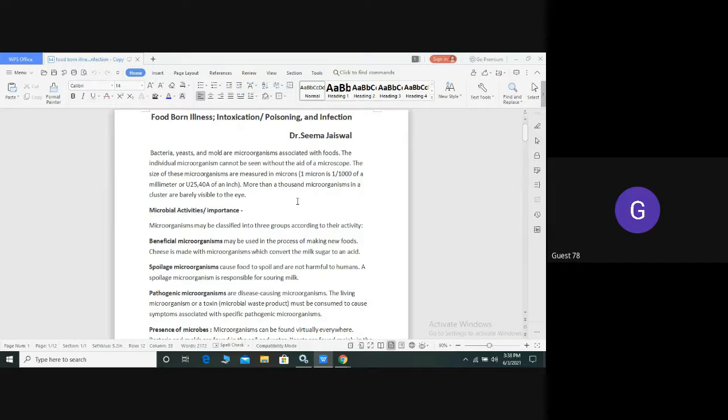But when they enter the food, they easily cross their lag phase, as we already discussed in the growth phase of bacteria and other microbes. After entrance in food, they take growth and development, and after growth and development, they multiply.